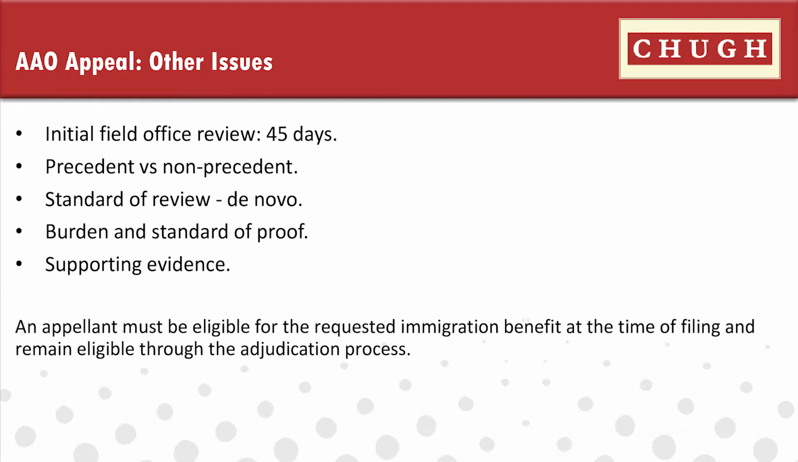Another issue with the AAO appeal is that when you file an appeal with the AAO, it will first be submitted to the field office that denied your petition or application, and they will conduct the initial field office review. Usually, they treat it as a motion, and they are supposed to give you a decision in 45 days. They either approve the case or they think that they are correct, and then they send the case to the AAO for further adjudication.